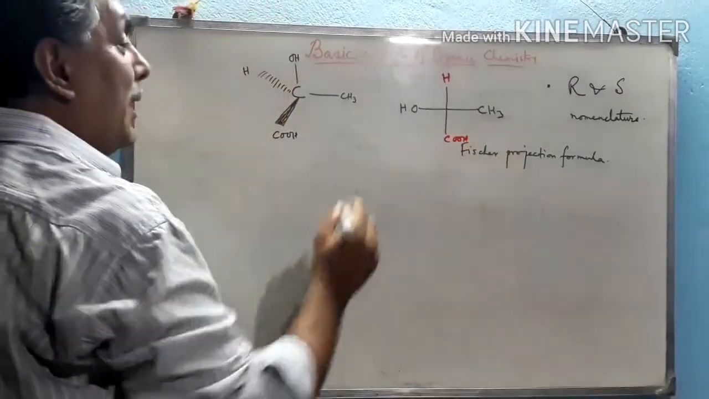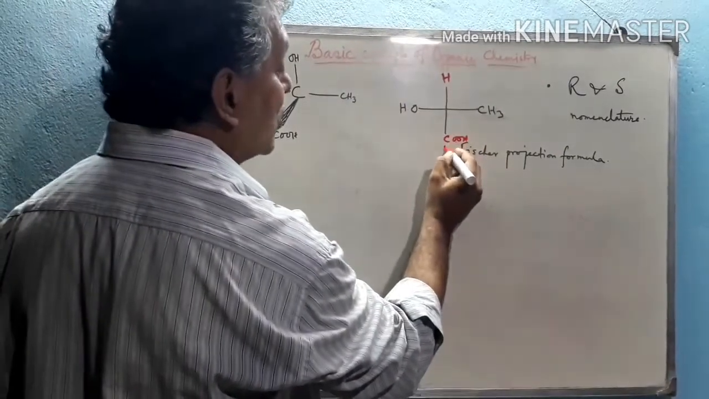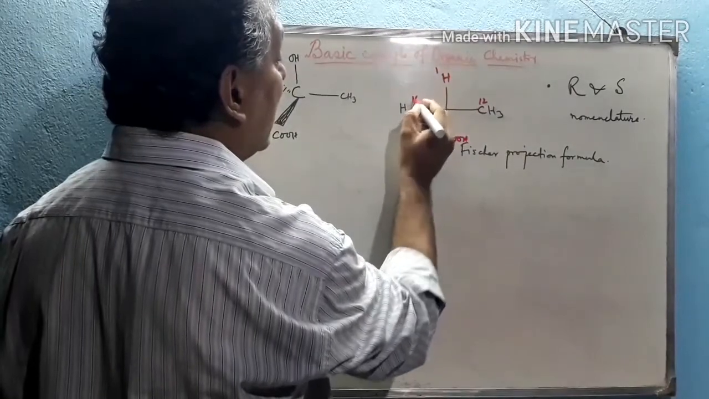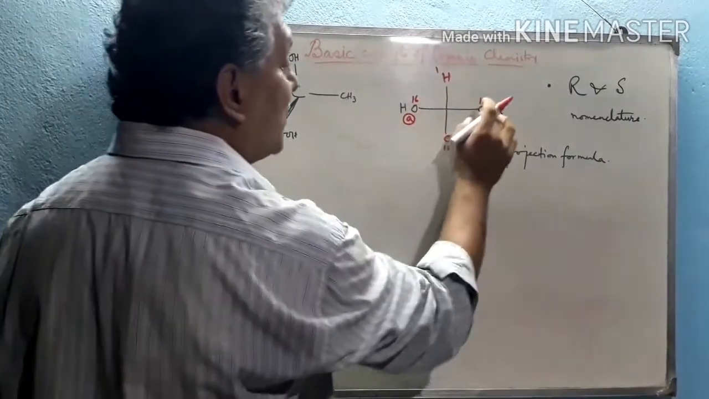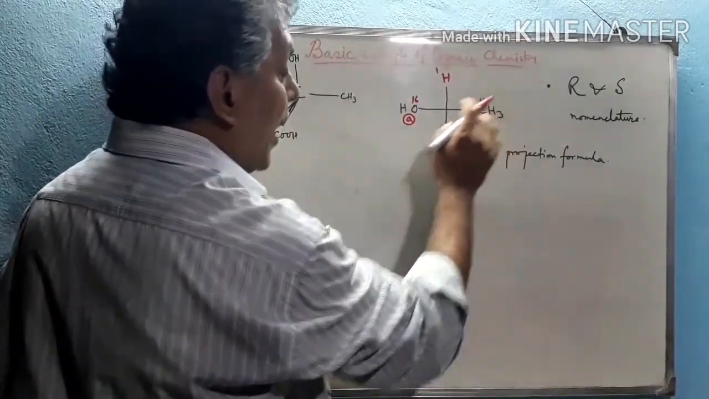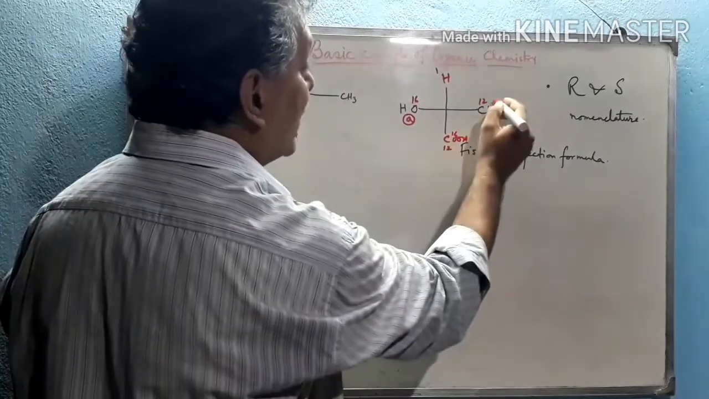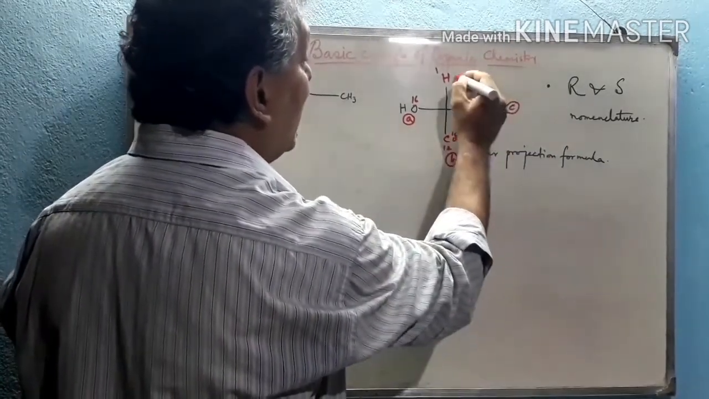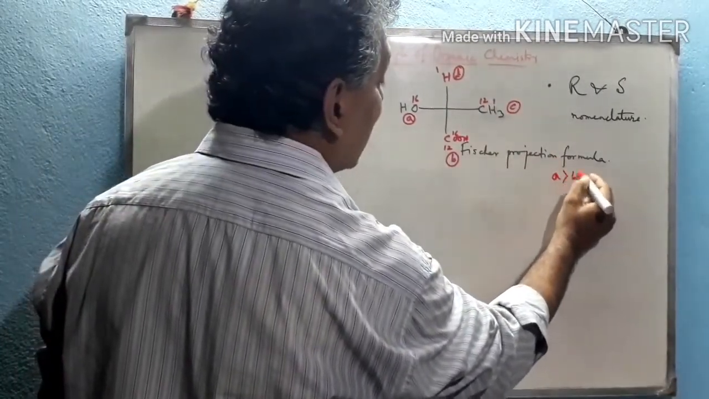Now numbering them with respect to their atomic number: carbon has 12, this carbon also has 12, hydrogen has 1, oxygen has 16. The highest is oxygen, so this will be the A group. These two have the same atomic number, so we have to look at the next atom. Here oxygen is 16 but hydrogen is 1, so this will be B, this will be C, and this will be D. That means with respect to their atomic mass we have arranged A greater than B greater than C greater than D.